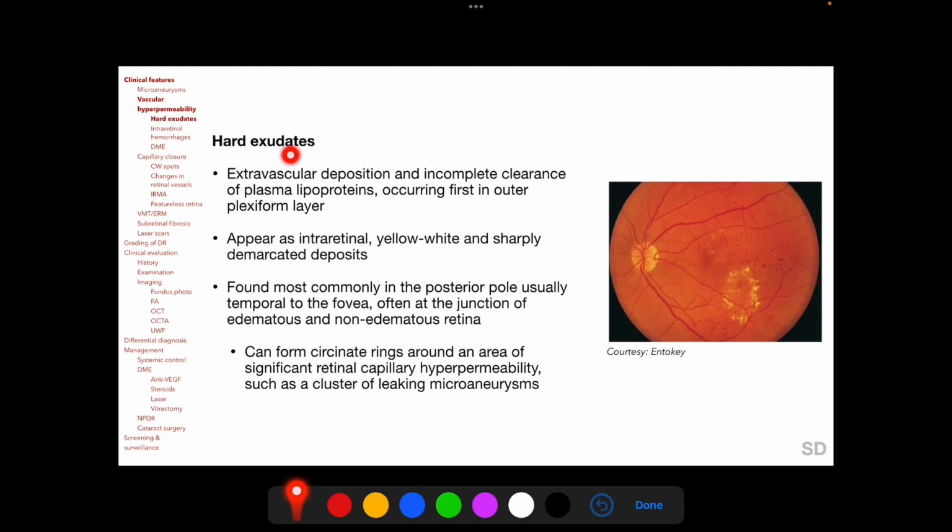Hard exudates occur when there is extravascular deposition and incomplete clearance of plasma lipoproteins in the retina, occurring first in the outer plexiform layer. They appear as intraretinal yellowish-white and sharply demarcated deposits, as seen here in this color photograph. They are found most commonly in the posterior pole, usually temporal to the fovea and often at the junction of edematous and non-edematous areas of retina. And they can form circinate rings, as seen here in this photograph, encircling an area of significant retinal capillary hyperpermeability such as a cluster of leaking microaneurysms.